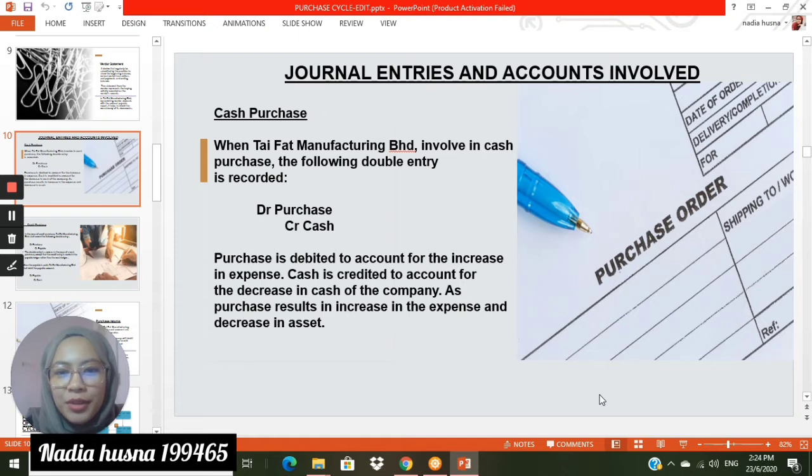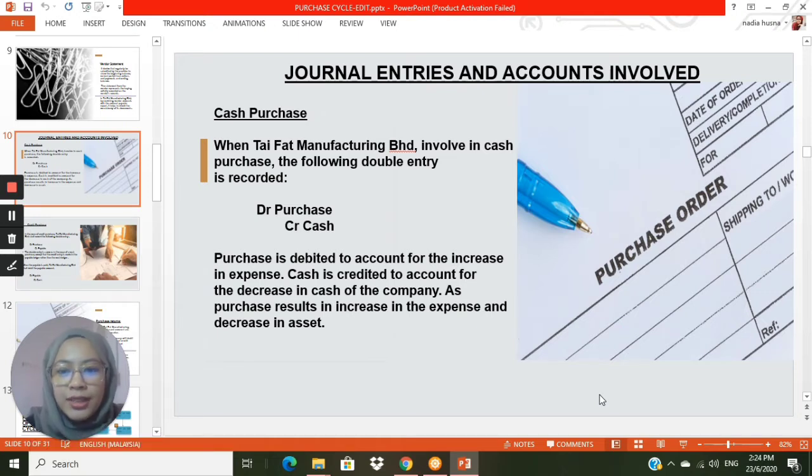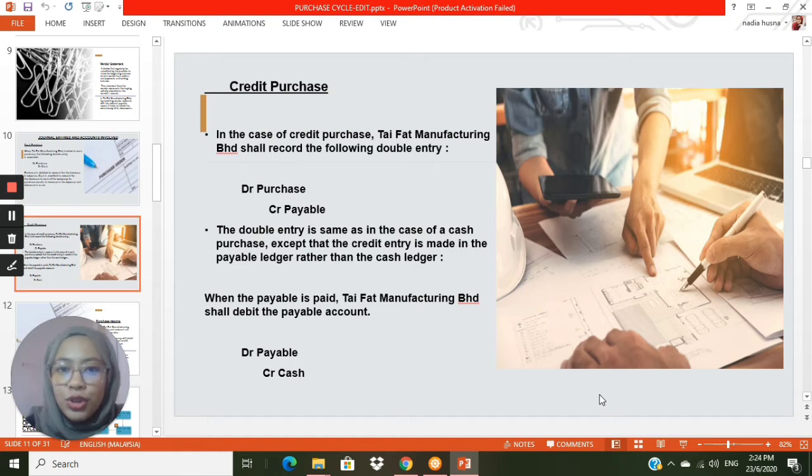I will explain about the journal entries. The first one is cash purchase. When Thai Food Manufacturing Berhad is involved in a cash purchase, it debits purchase and credits cash. The second one is credit purchase.